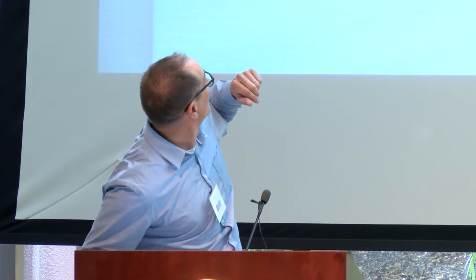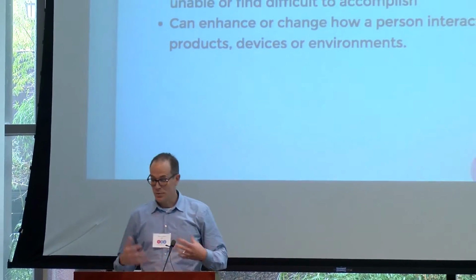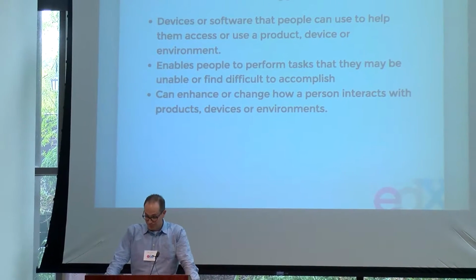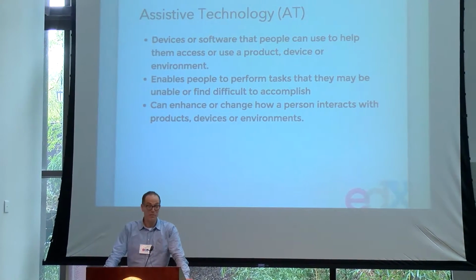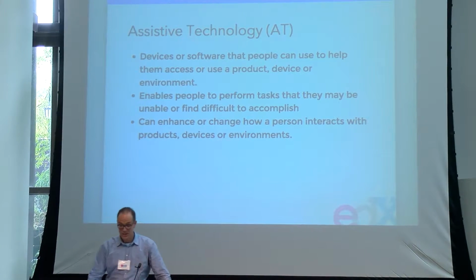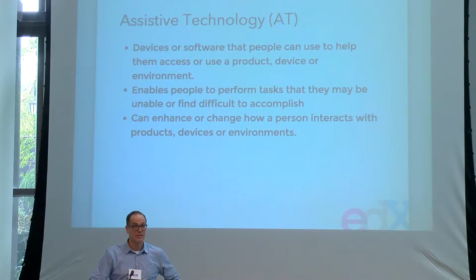All right, so we talked about directly accessible, indirectly accessible. Okay, assistive technology. These are tools that people can use to bridge gaps that they have in their ability to access a product or a device or an environment. They allow people to do things that would either be very difficult for them to do or impossible. Assistive technology can enhance or change how a person interacts with a product, device, or environment.